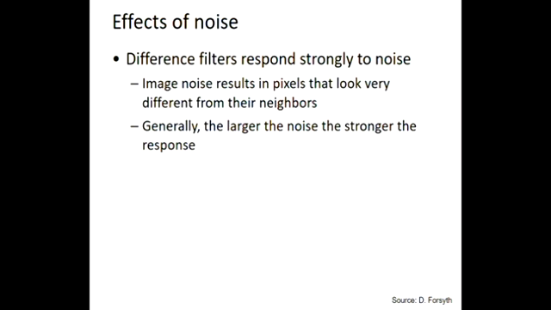Image noise looks... if you have a smooth region with some noise, or you have a true boundary, they're both going to have high gradients. And if you have a lot of noise, it's going to really overwhelm the gradient. So what's one thing that we could do about this?